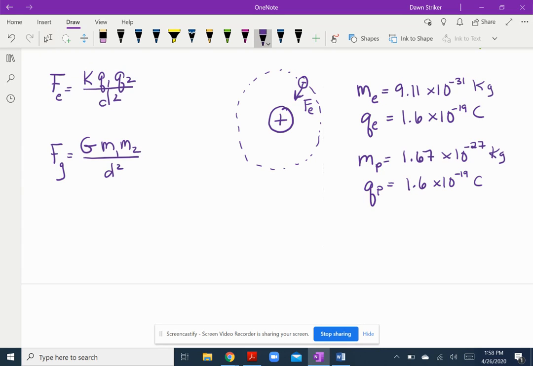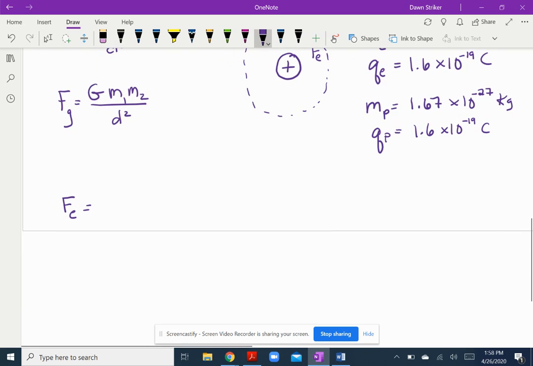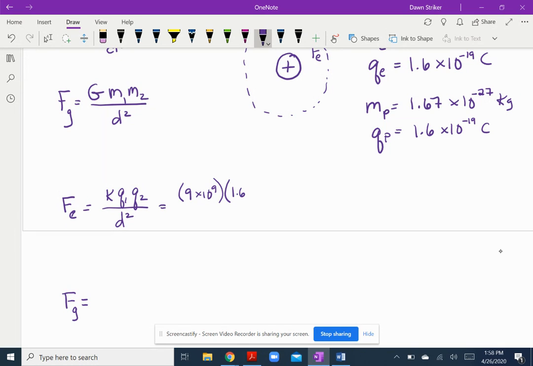So what I'd like to do again is calculate the electrostatic force, and then I'm going to calculate the force of gravity, and compare them. Have your calculator ready. Electrostatic force looks like this: k q1 q2 divided by the distance squared. Plugging in 9 times 10 to the 9, there's k. Charge of the electron, 1.6 times 10 to the negative 19. Charge of the proton is the same, so I'm going to square that and divide by the distance between those two things squared.